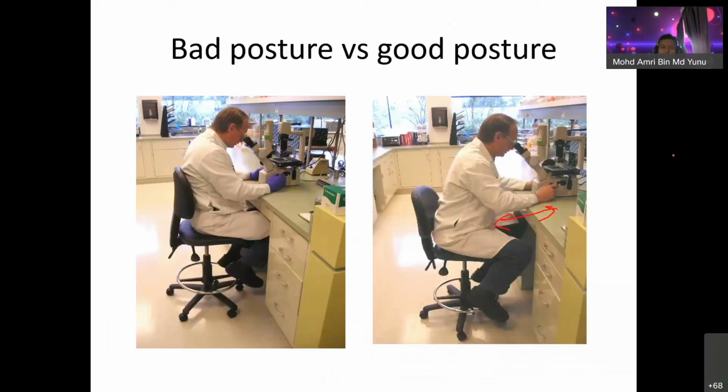So, an example of bad posture and good posture. Good posture is when you are close. Okay, your leg is inside under the wedge of the table. But in this one, okay, there's a gap, making your back bend. It's not straight. So make sure that your back is straight.